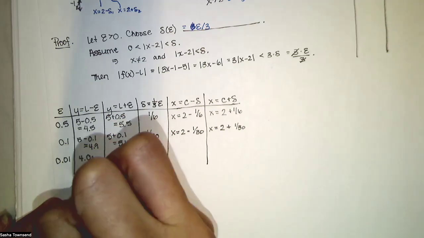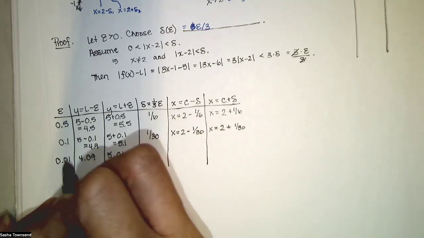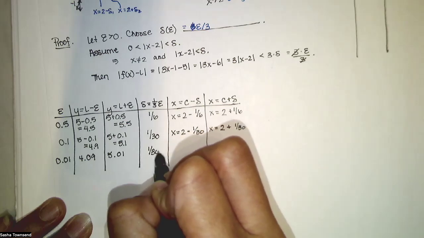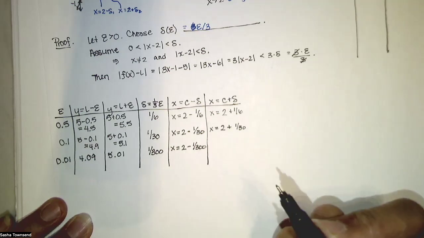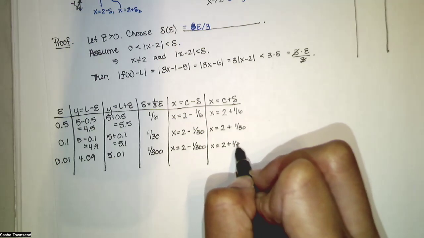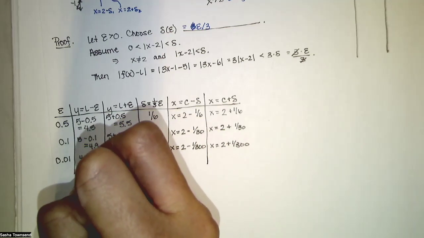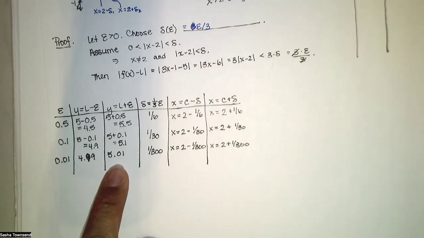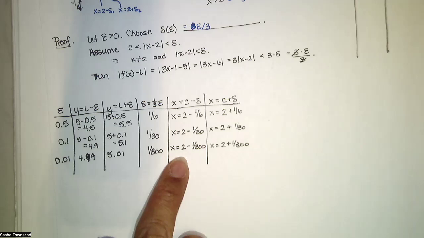We have 4.99 there, or 5.01 there. And this is 1/100th times 1/3, so we got 1/300. Then our range of x values will go from x equals 2 minus 1/300 to x equals 2 plus 1/300. If I want my y values between these two values right here, actually this should be a 9. Sorry, 4.99 and 5.01. So we're getting very, very close to 5 now.